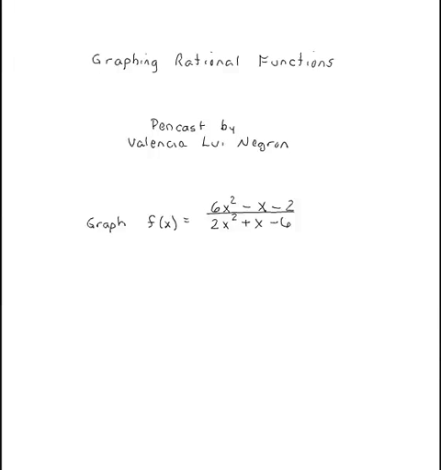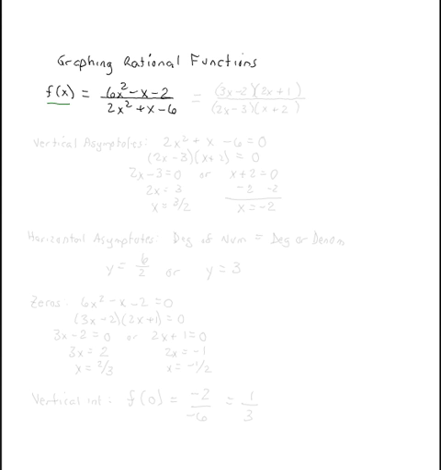Alright, we want to take a look at graphing a rational function. Here we have a rational function, f of x, equal to 6x squared minus x minus 2, all over the quantity 2x squared plus x minus 6. Now we could take advantage immediately. Let's take a look at this in factored form.